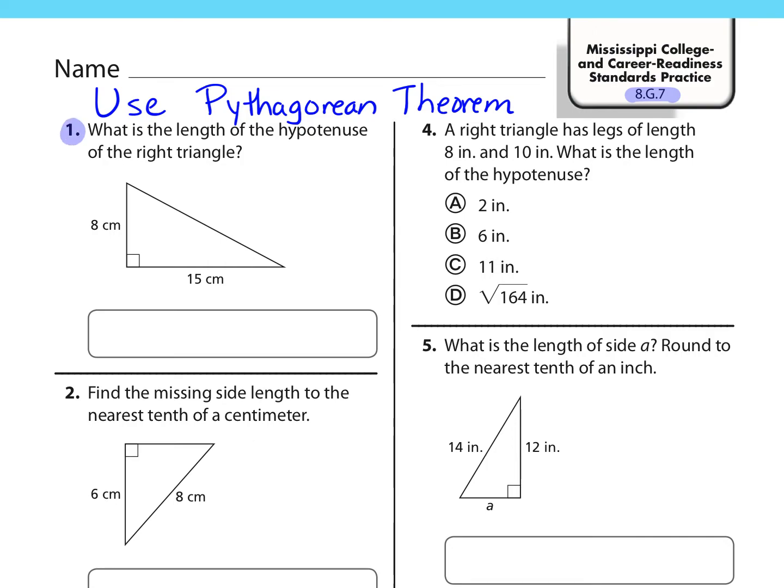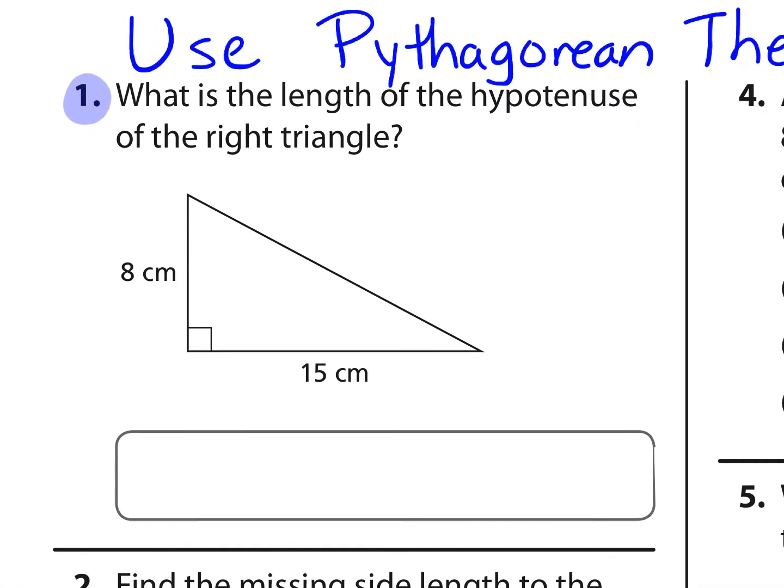We're going to start with problem number 1. What's the length of the hypotenuse of the right triangle? So I always start with my Pythagorean theorem, the formula a squared plus b squared equals c squared. Looking at this right triangle, the hypotenuse is the longest side. We know it's across from the 90-degree angle, and it's labeled C. The other two shorter sides are called the legs. They meet at the 90-degree angle, and we could call them A or B.